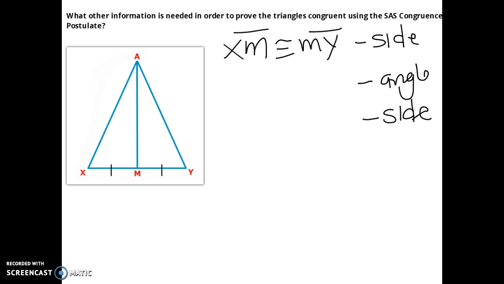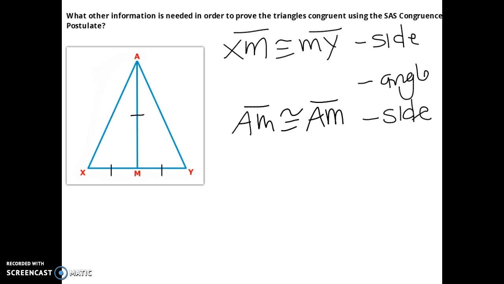So what else can we deduce just from the picture? Can we deduce that any of these angles are congruent? No, we cannot. There's no indication that this or this angle have any type of relationship to one another. So let's see if we can find any other additional sides. There's no indication that AX is congruent to XY. But we do know that AM is congruent to something. How about segment AM is congruent to segment AM. Why is that true? Reflexive property.